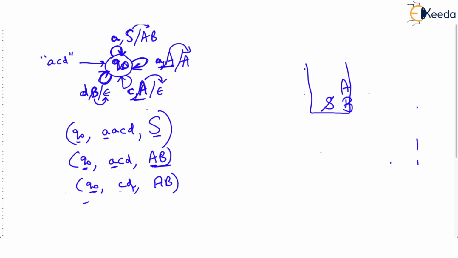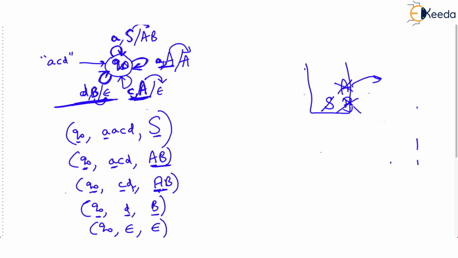Now Q0 is reading a C and top is A. We have this transition, Q0 reading C, top is A, and we will pop this A. So we have Q0, D remaining and B remaining. So this A has been popped. Now Q0 reads D and top is B. This transition we are going to use and we are going to pop B. So Q0, epsilon remaining, nothing remaining in the stack, and B is also popped.